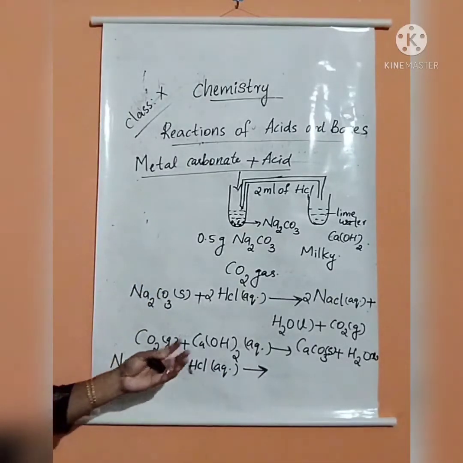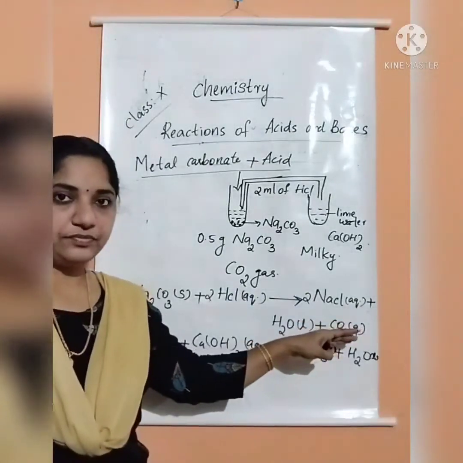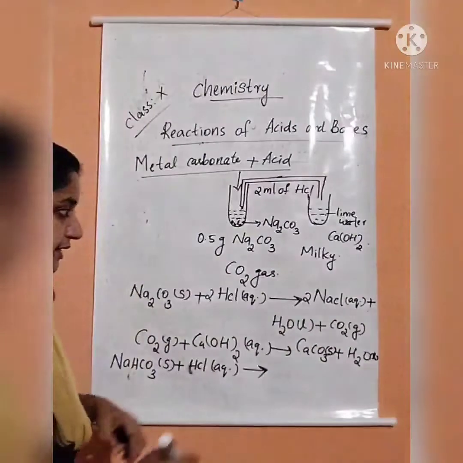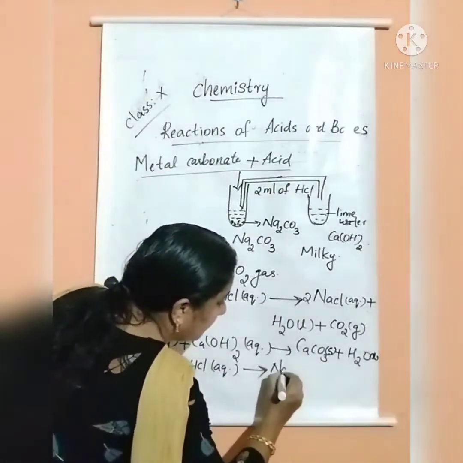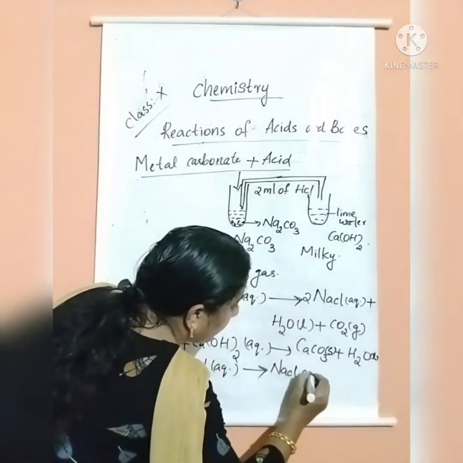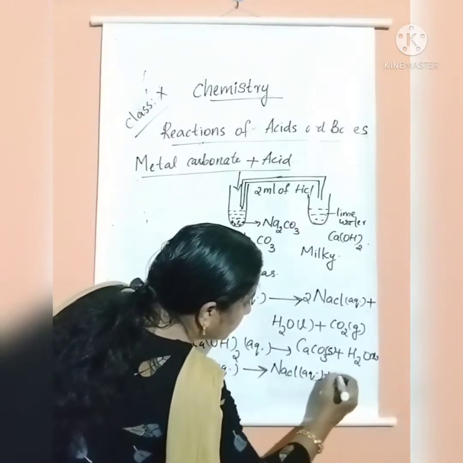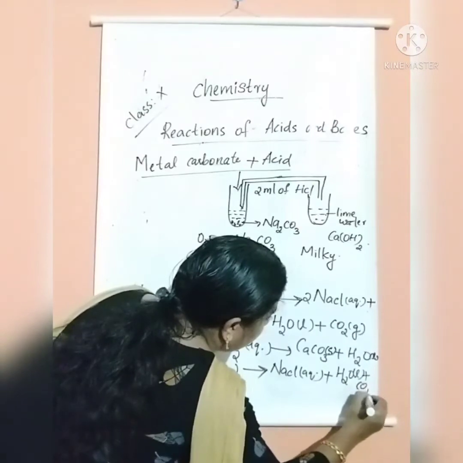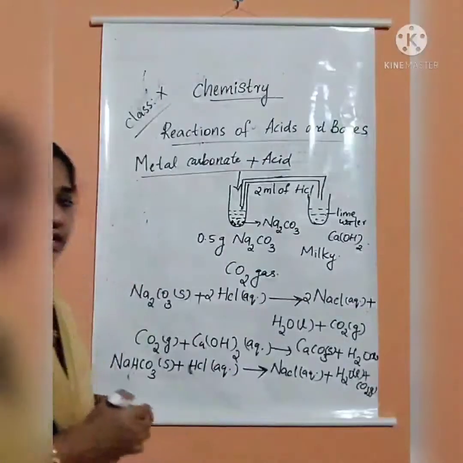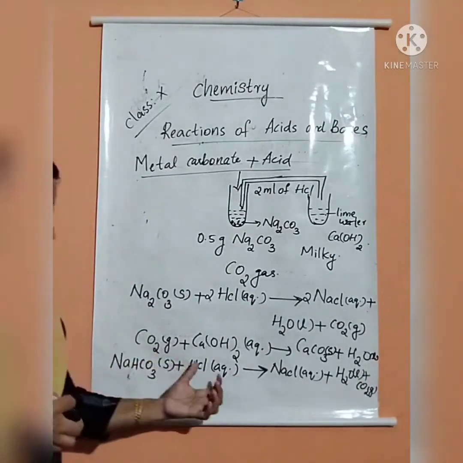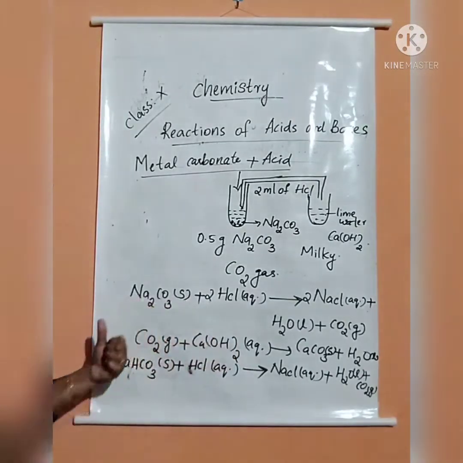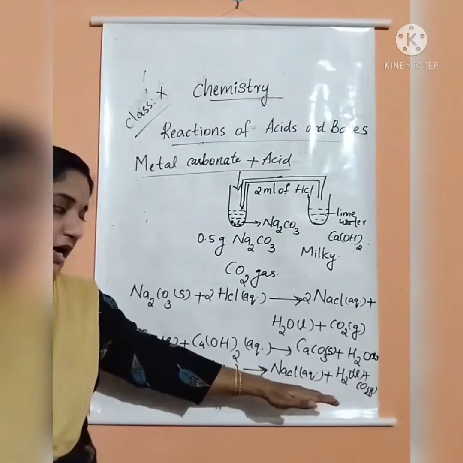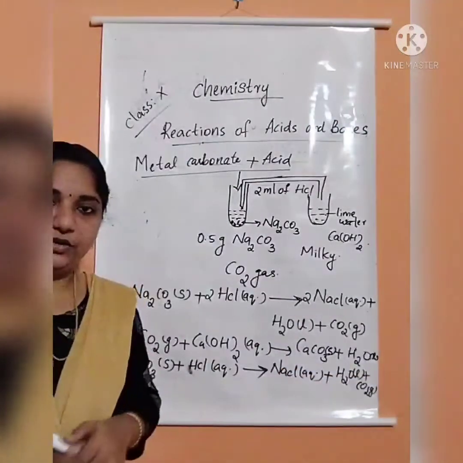Here also the same reaction takes place. The products are the same. That is NaCl, that is salt, water plus carbon dioxide gas. So when an acid reacts with the metal hydrogen carbonate, the products are corresponding salt, water and carbon dioxide.